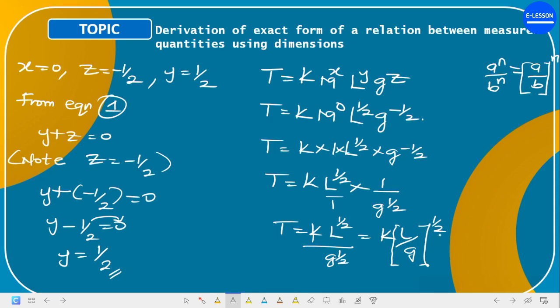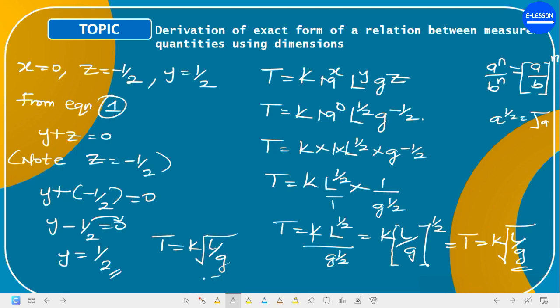But we know that anything raised to the power of half is what? For instance, if you have A raised to the power of half, it means the square root of A. So if the power of half is here, it means the square root of everything we have here. So our final answer will be T is equal to K times the square root of L over G. Sorry, this is g. Let me write it here. T is equal to K, the square root of L over G. And this is the exact form of relation.